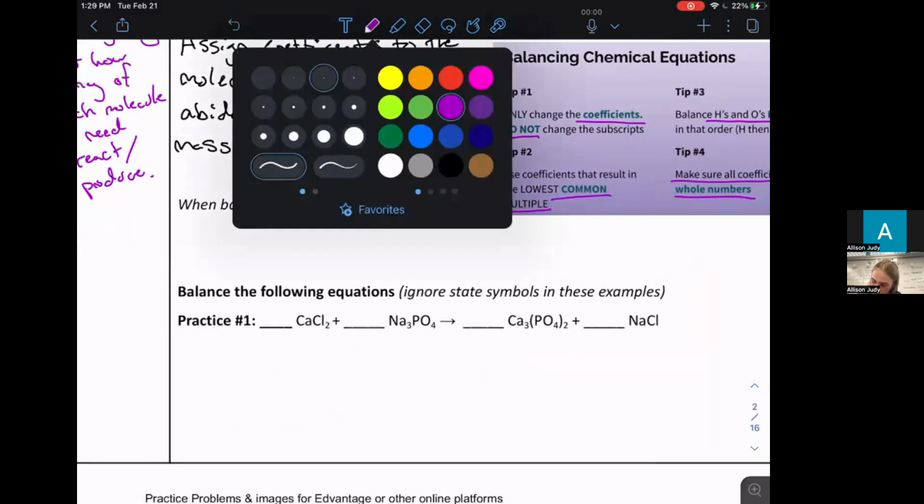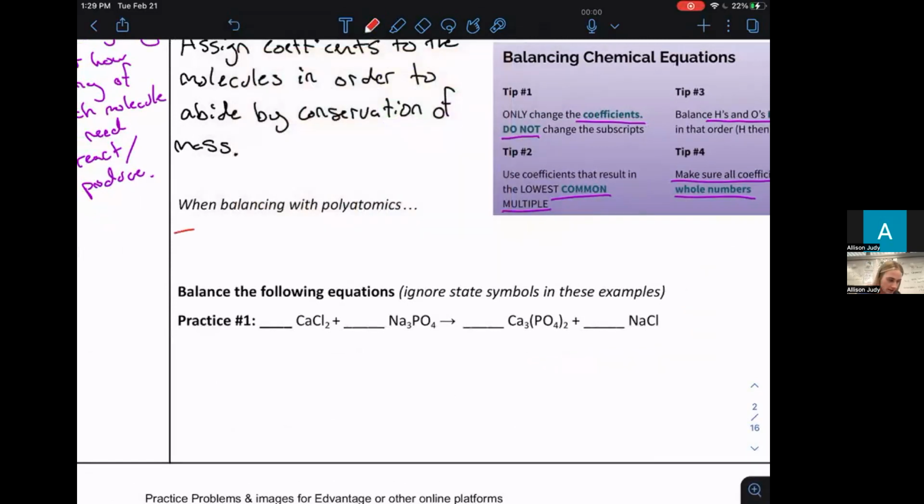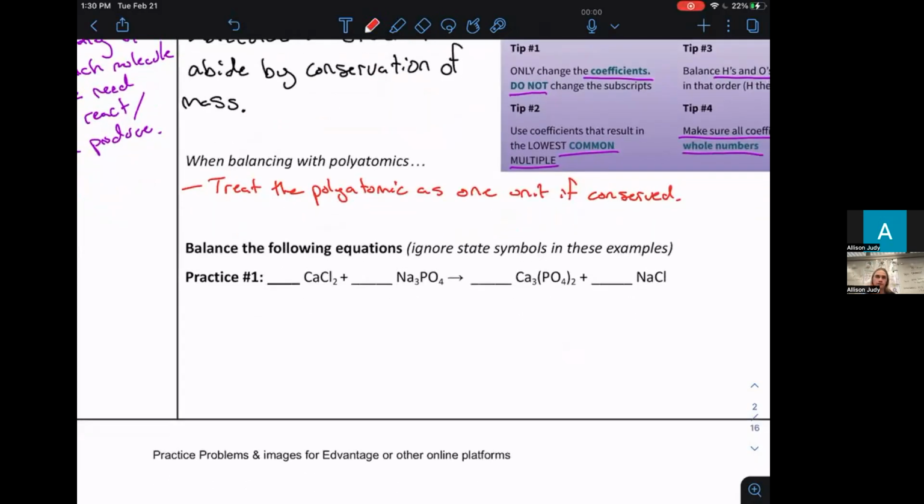One other thing, when you are balancing with a polyatomic, you can treat the polyatomic as one unit, but only if it is conserved. Sorry, I'm going to finish writing and then talk. Okay. That means that if you start with a nitrate and in the end, the compound still includes the whole nitrate, you can treat that nitrate as one unit and balance it as if it were just another atom.